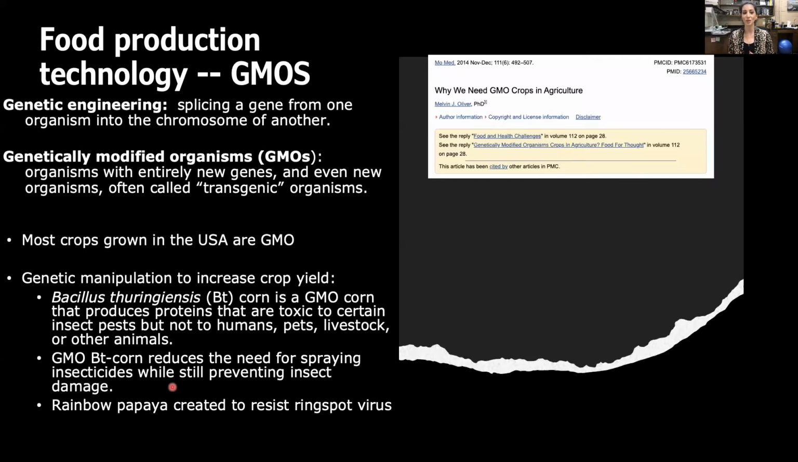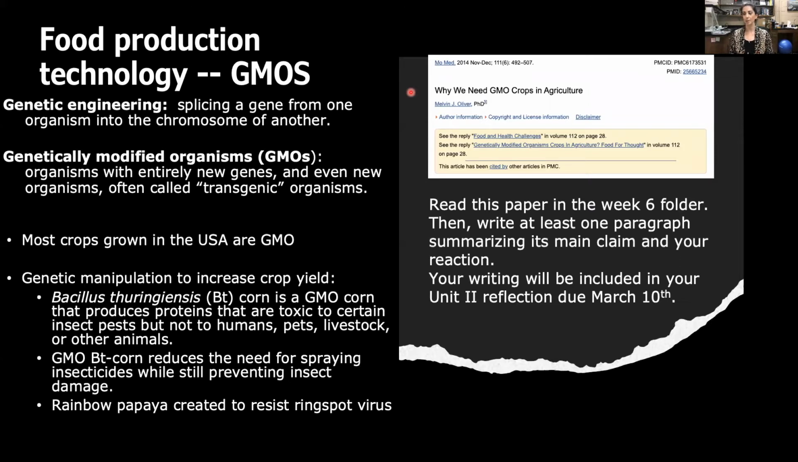And so what I would like you to do to learn more about why we need GMOs and what they do for us, I've posted this paper called Why We Need GMO Crops in Agriculture. And what I would like for you to do is read this paper. It's located in the week 6 folder. After reading it, write at least one paragraph that summarizes the main claim of this article, and then your reaction to the paper and its main claims.